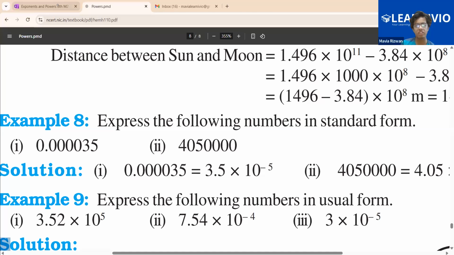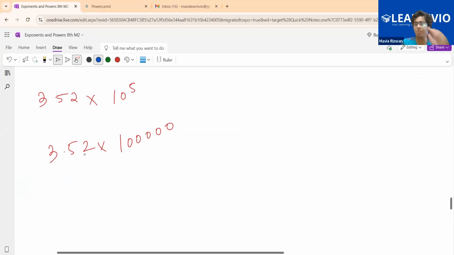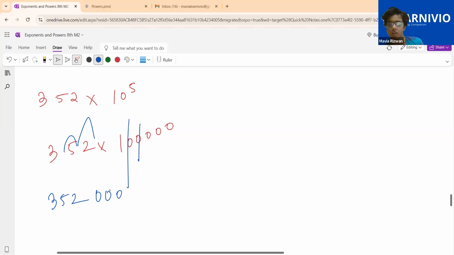So it is 3.52 into 10 raised to the power 5. This is 3.52 into 100000. Now count the zeros. Now make the point jump ahead for every zero. So I'll make the point jump one place ahead, I'll cut 1 zero. I'll make the point jump one place ahead, I'll cut 1 zero. So now this is 352. Now three zeros are left, so I'll write down three zeros. This is the trick on how to do it. The first one is correct.